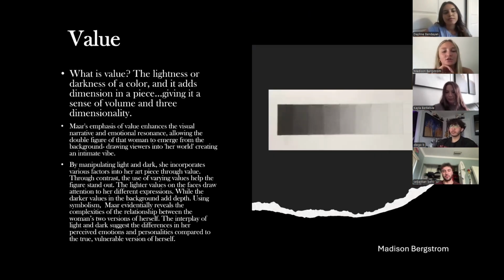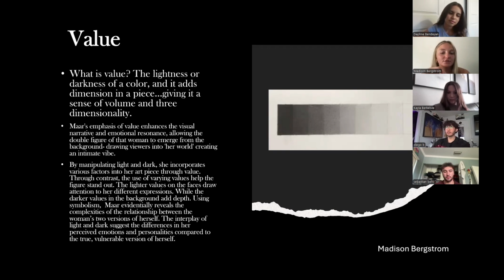Value is the lightness or darkness of a color, and it adds dimension in a piece, giving it a sense of volume and three-dimensionality. Maar's emphasis of value enhances the visual narrative and emotional resonance, allowing the double figure of the woman to emerge from the background, drawing viewers into her world, creating an intimate vibe. By manipulating light and dark, she incorporates various factors into her art piece through value.